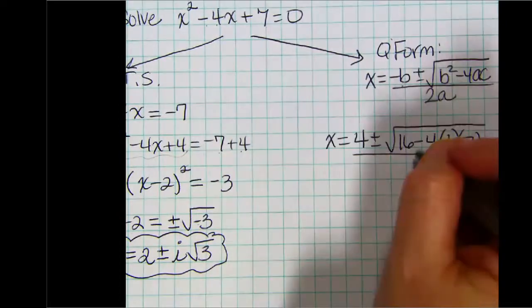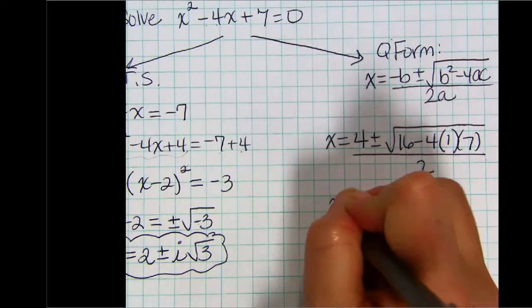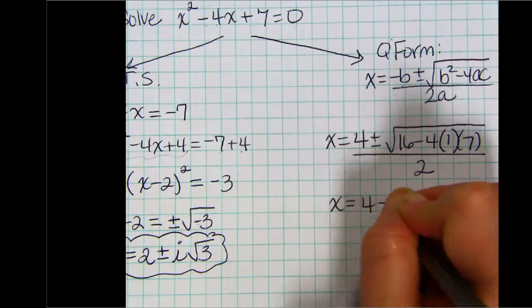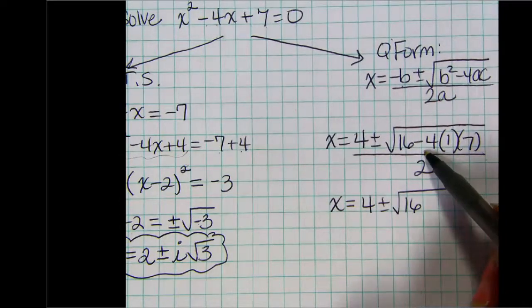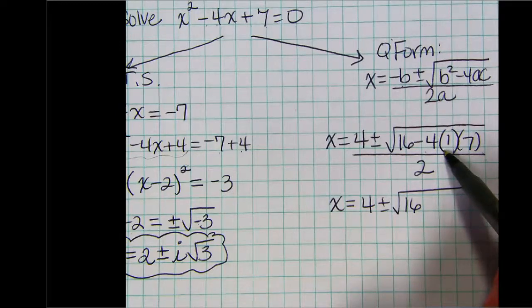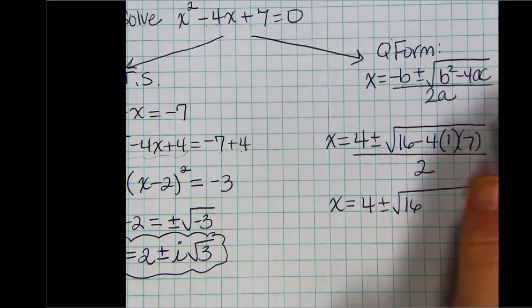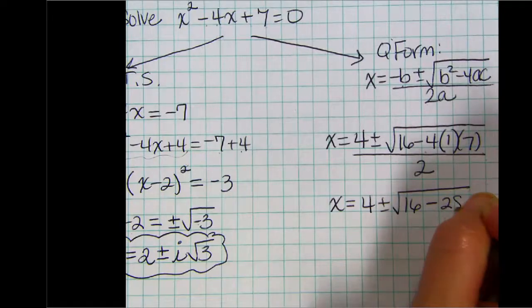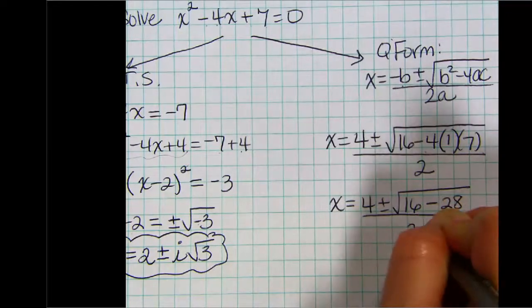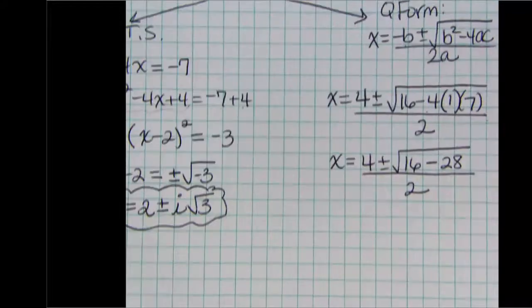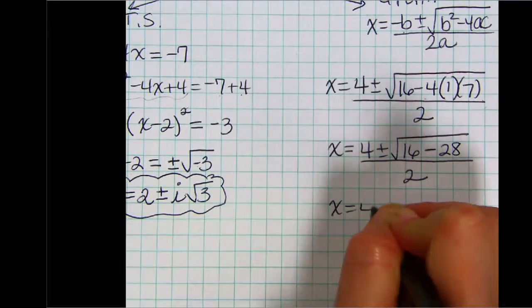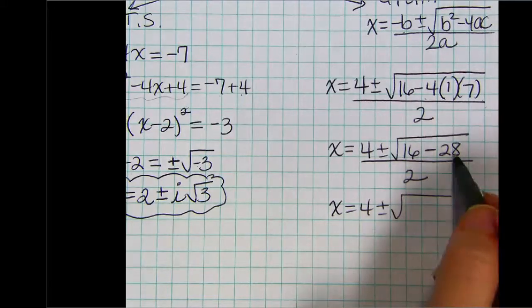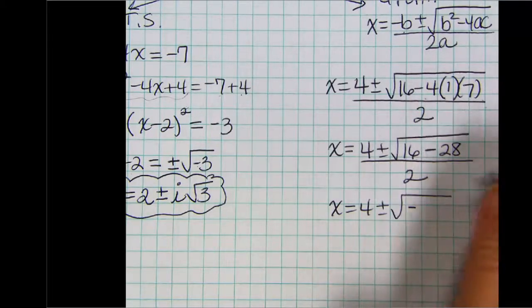Now we'll start cleaning it up. x is 4 plus or minus the square root of 16. Negative 4 times 1 is negative 4. Negative 4 times positive 7 is negative 28. All over 2. Okay, so I have x equals 4 plus or minus the square root of 16 minus 28 is going to be a negative number, and that is negative 12, all over 2.